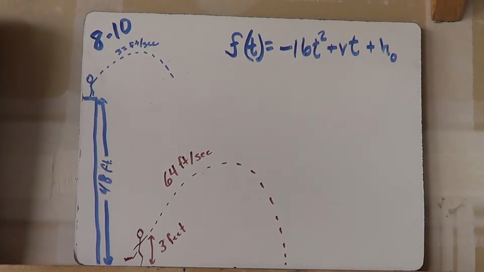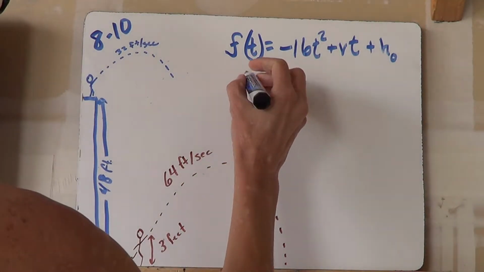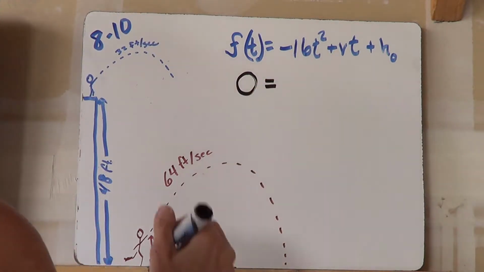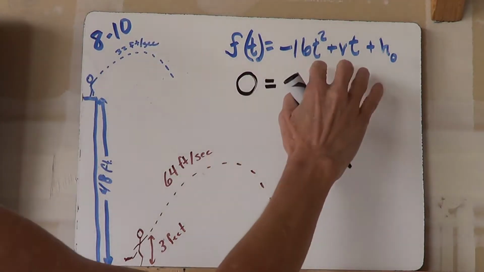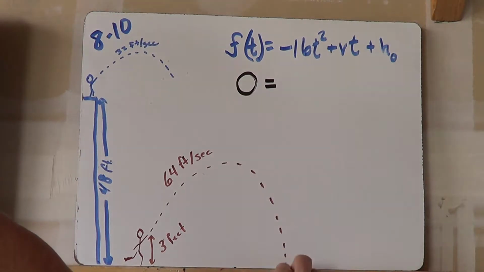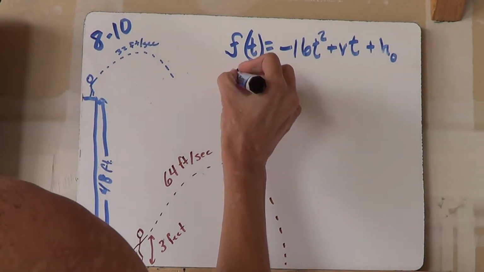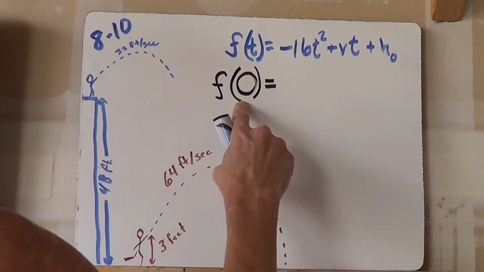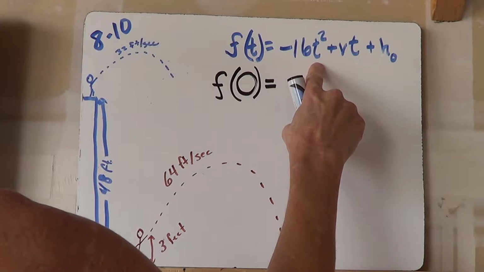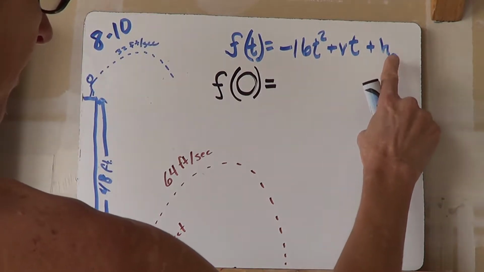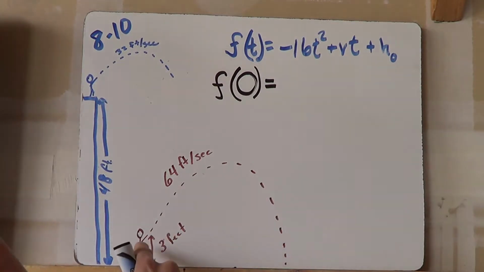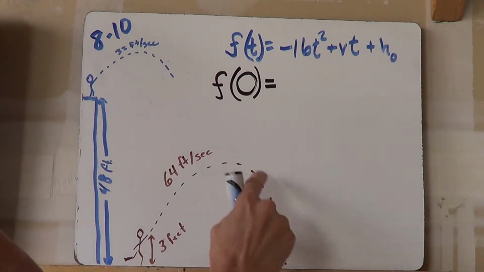Now, if we put a 0 in here for f of t and make it equal to 0, then we're asking at what time was the height 0, which would be when it lands. If we plug 0 in for the t, that would end up being this h-naught value, which is your initial height, the height in the very beginning.